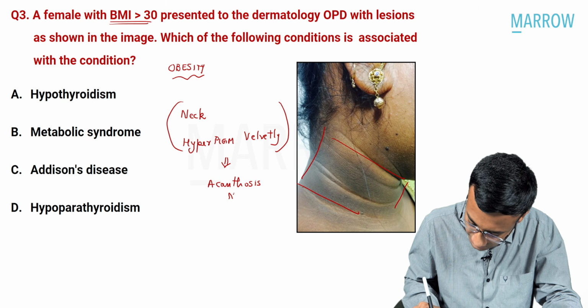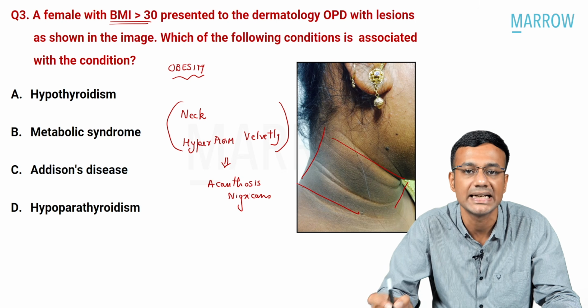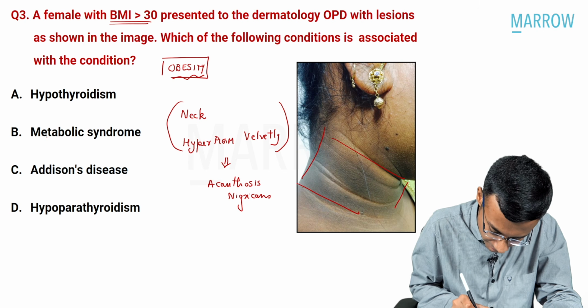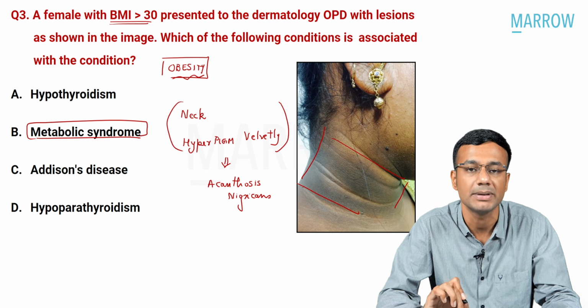So our diagnosis now becomes acanthosis nigricans. Now the question is asking, which of the following options are associated with it? A. Hypothyroidism. B. Metabolic syndrome. C. Addison's disease. D. Hypoparathyroidism. The correct answer in relation to obesity has to be metabolic syndrome, option B.